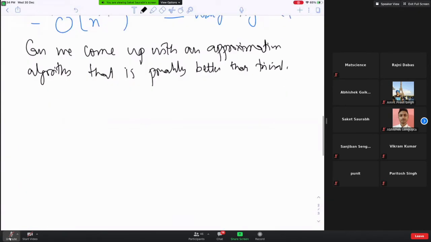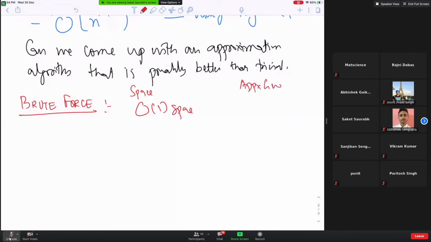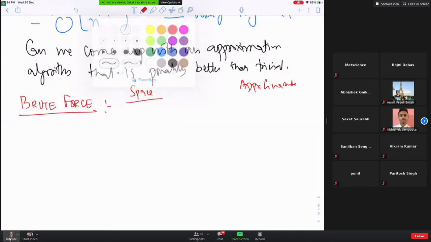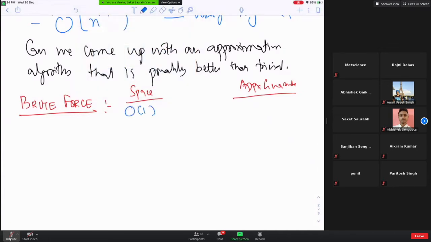Okay, so here's an interesting algorithm, which I call brute force. Okay, and what is the feature of this brute force algorithm? Well, it takes order 1 space. So let's write down here the space, and the approximation guarantee. Right? But can we guarantee anything for brute force? Is there any approximation guarantee?